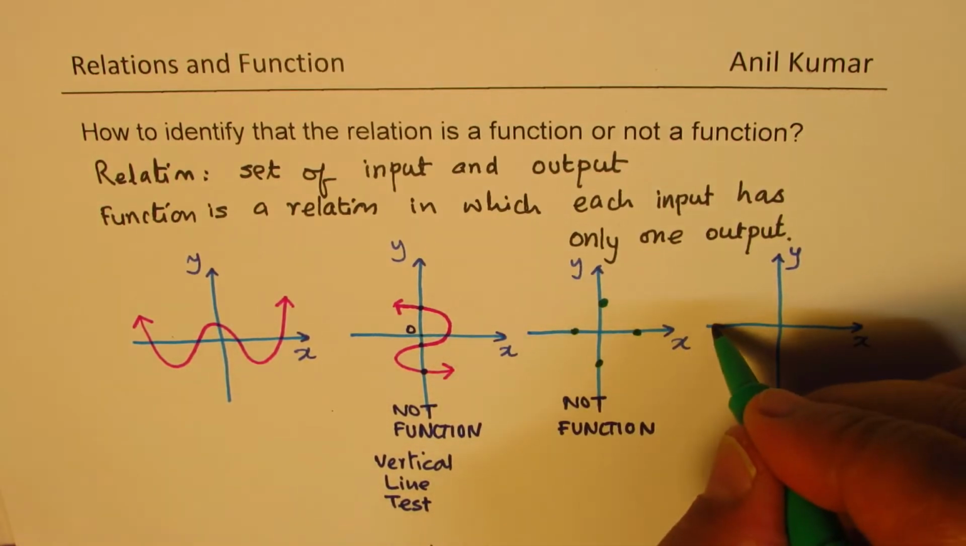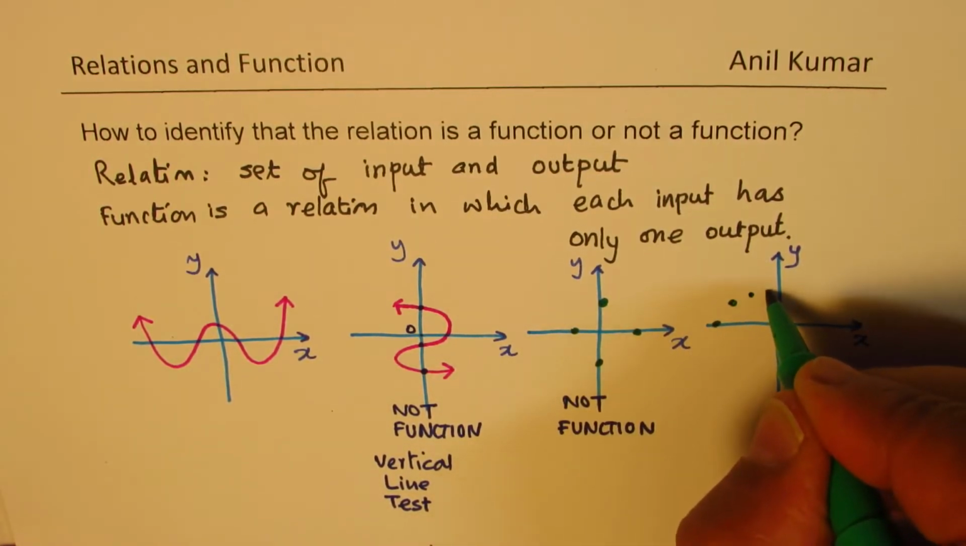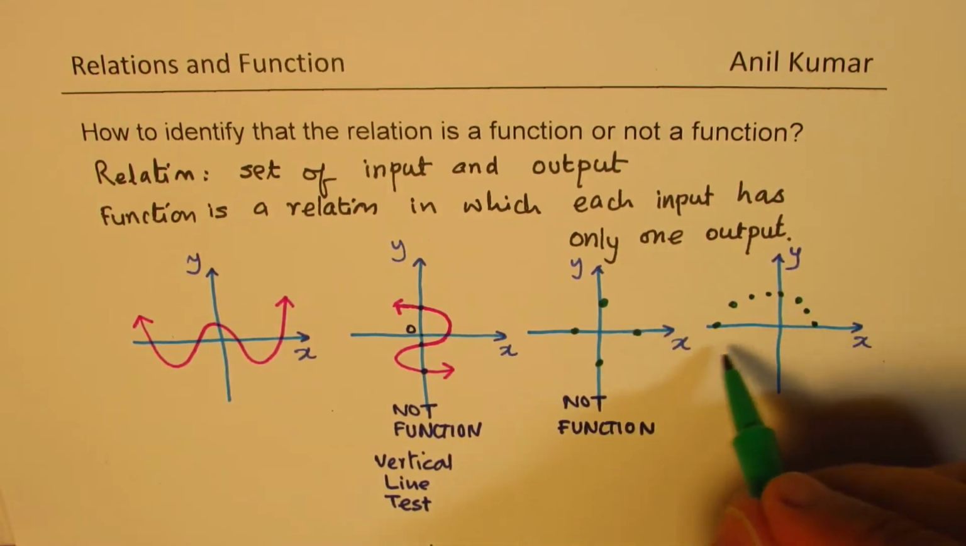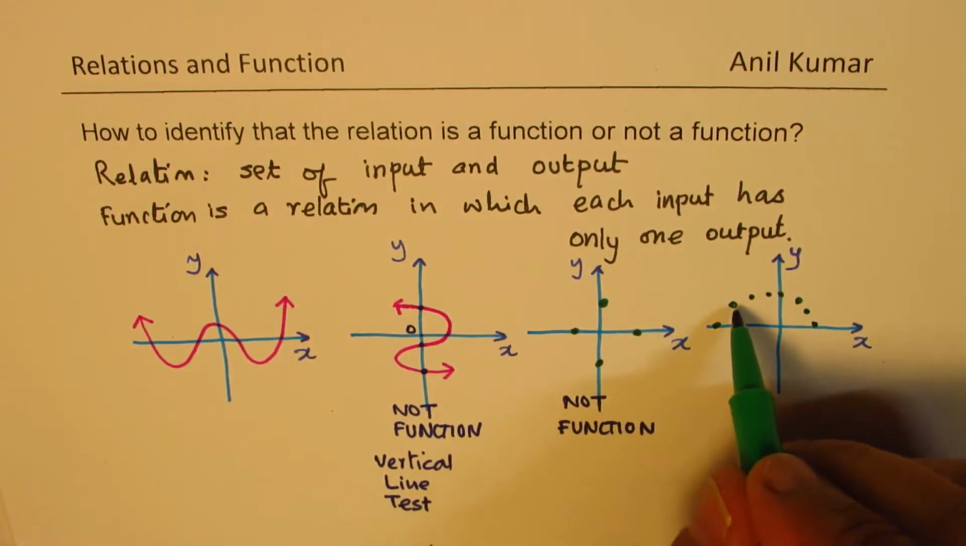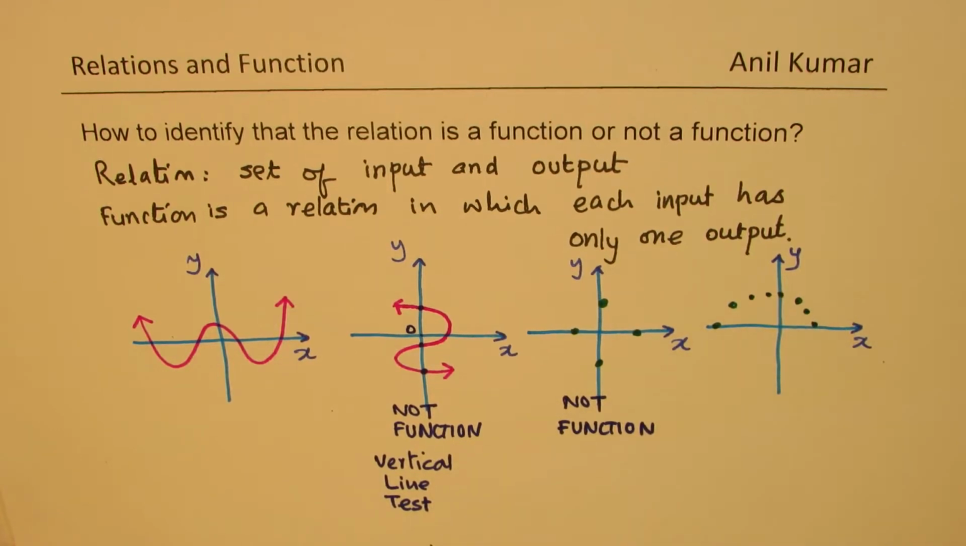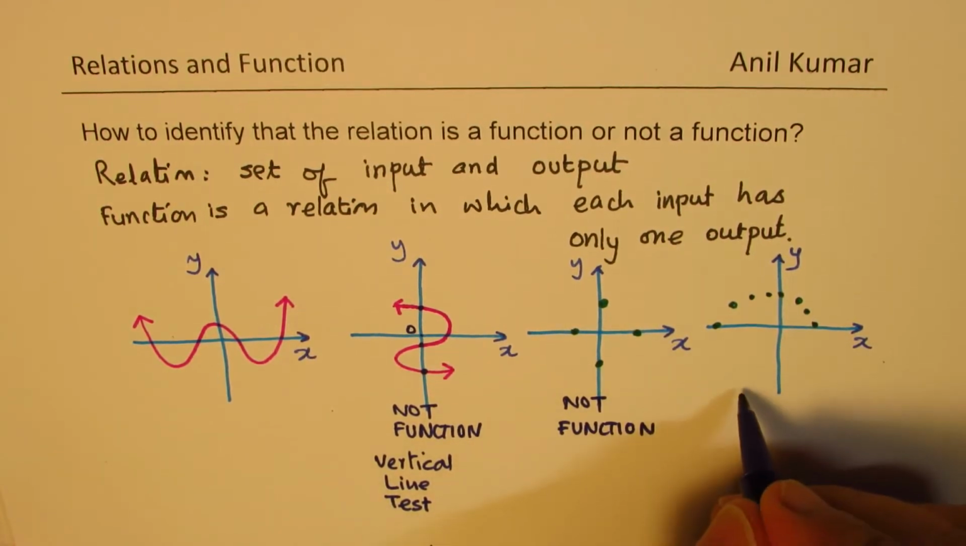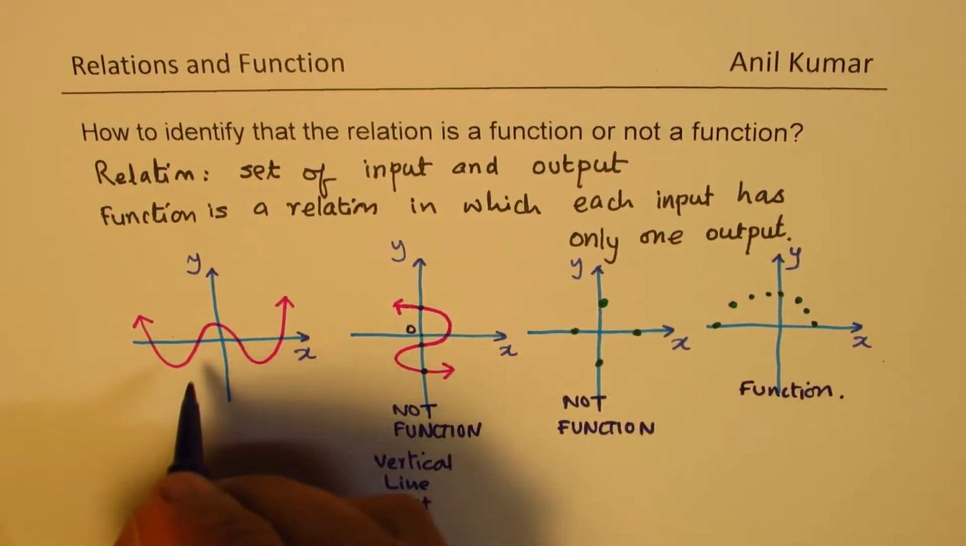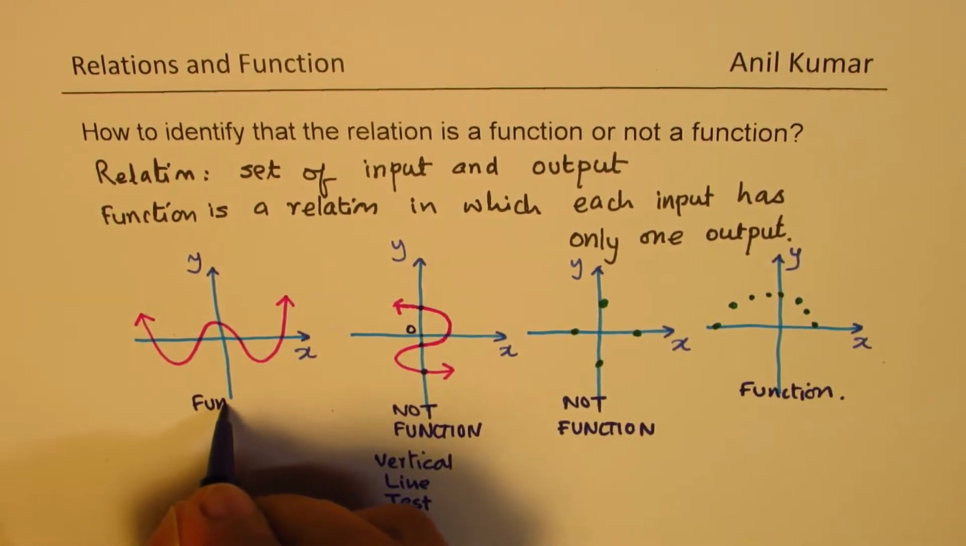However, if we had points like this, in that case, each x value has only one y value, and so this is a function. And the first one, as I explained, is also a function.